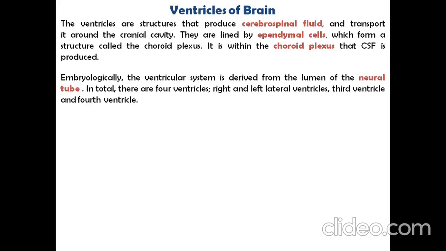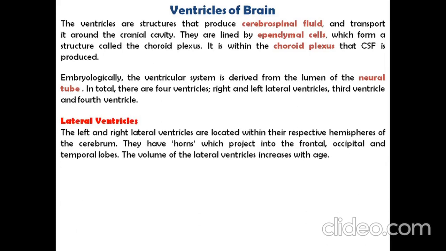In total, there are four ventricles: the lateral ventricles, the third ventricle and the fourth ventricle. The lateral ventricle is divided into the right and the left lateral ventricle. First one is the lateral ventricles. The left and the right lateral ventricles are located within their respective hemispheres of the cerebrum. They have horns which project into the frontal, occipital and temporal lobes. The volume of the lateral ventricle increases with age.